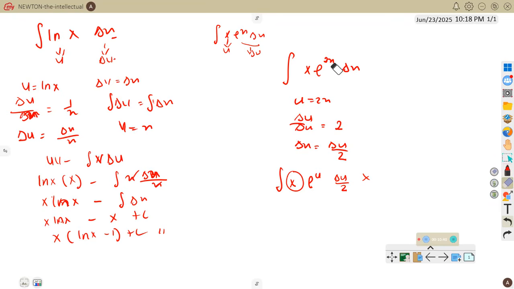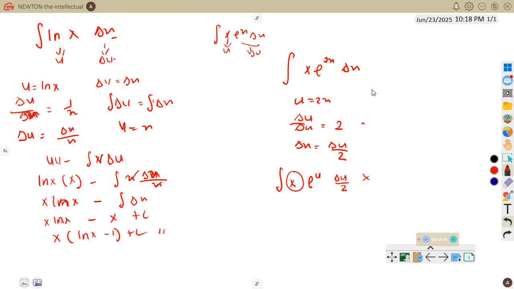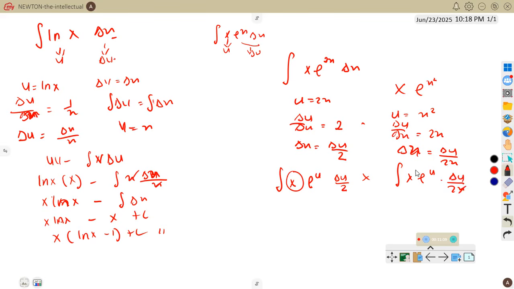But assuming this was x squared, it is going to work. Let's say you have x e raised to the power x squared. Now when you take u equals x squared and you take du dx, this gives us 2x. Now we can say that dx is equal to du over 2x. When you put it back, x e raised to the power of u multiplied by du over 2x, this x will cancel out this x, so we don't have any x again.